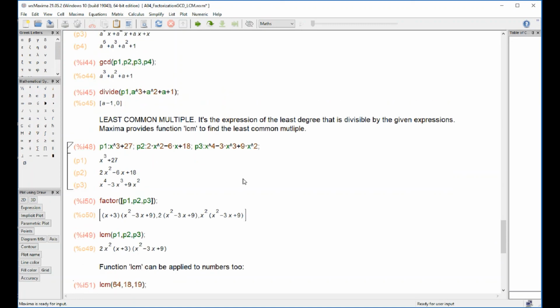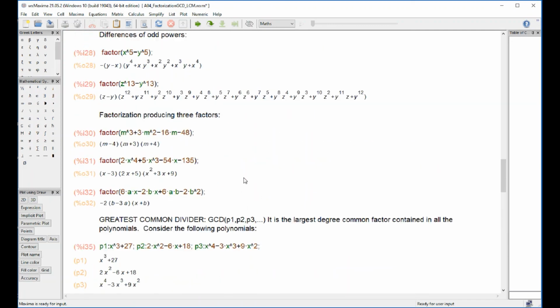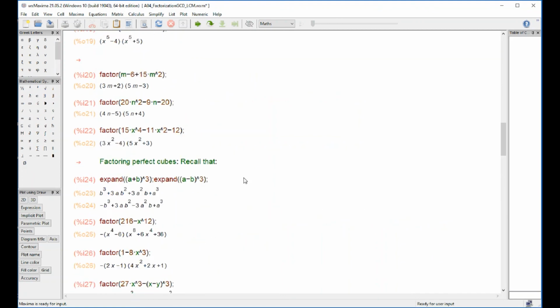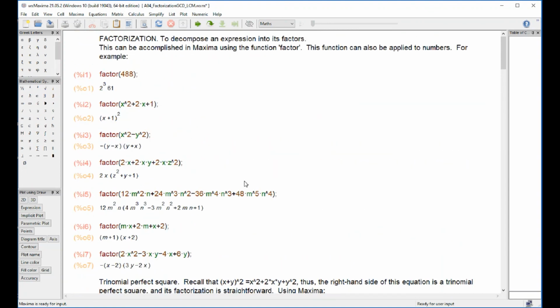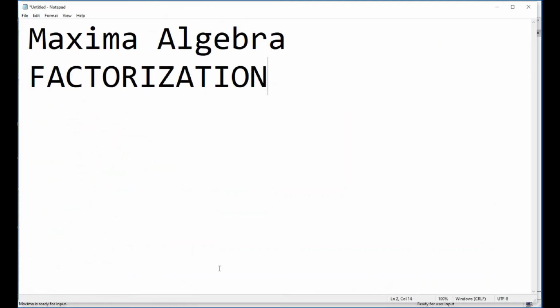All right. So basically what I presented in this video and with this form is that the factor function is very important for factoring. There are rules, of course, that you may remember for factoring by hand, but if you have any doubt, use the function factor. And with this we finish our video on factorization.